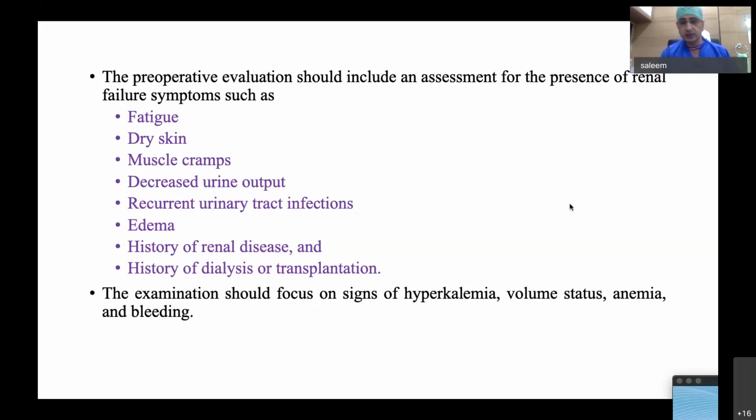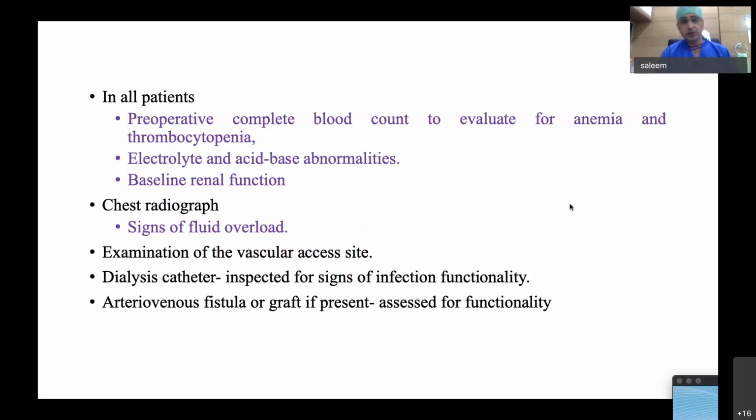The examination should focus on signs of hyperkalemia, volume status, anemia, and bleeding. In all patients, a preoperative complete blood count should be done to evaluate for anemia and thrombocytopenia, which are common in CKD patients. Electrolyte and acid-base abnormalities should be looked for. Baseline renal function should be measured. Chest radiograph should be taken to look for signs of any fluid overload. Examination of the vascular access site should be done. The dialysis catheter should be inspected for signs of infection and its functionality. AV fistula or graft, if present, should be assessed for functionality or any infection.